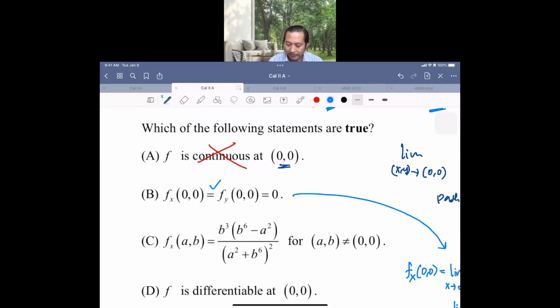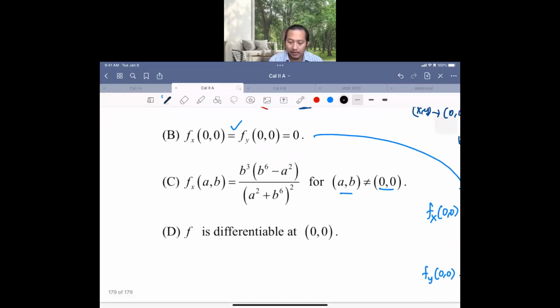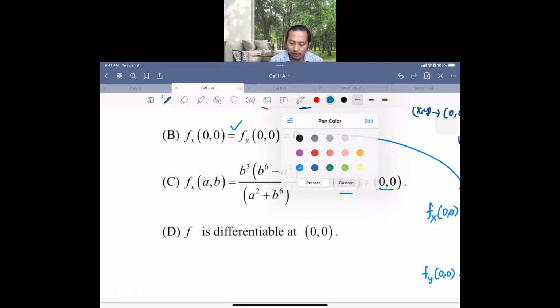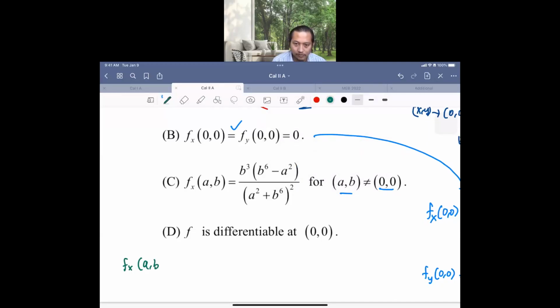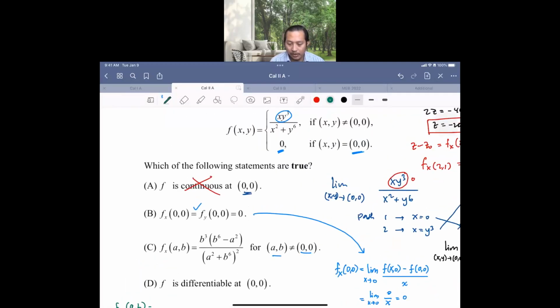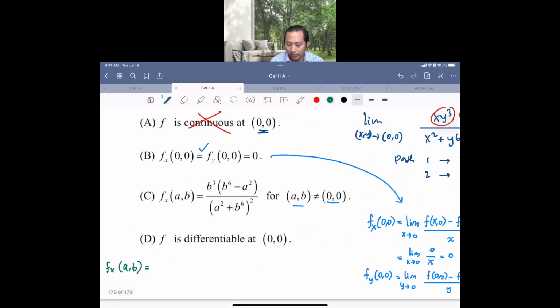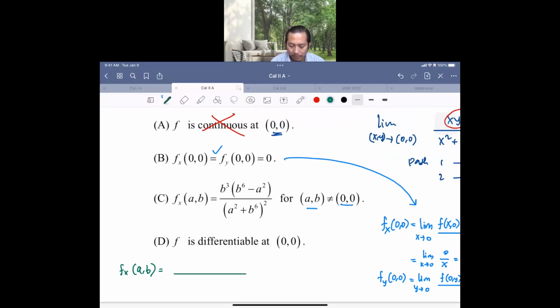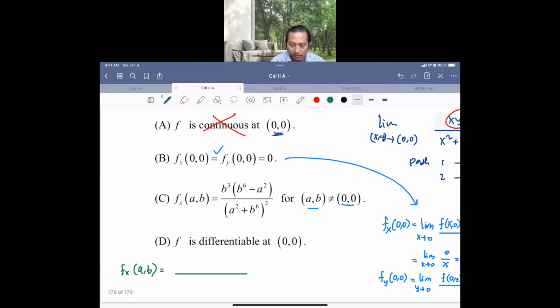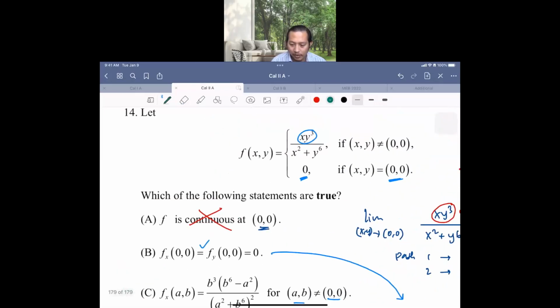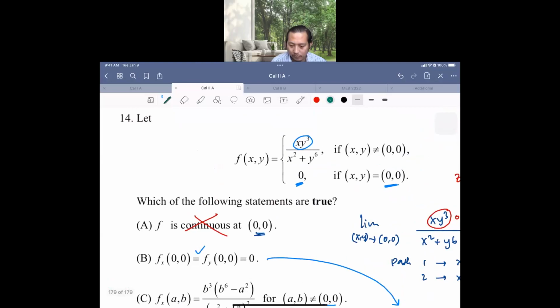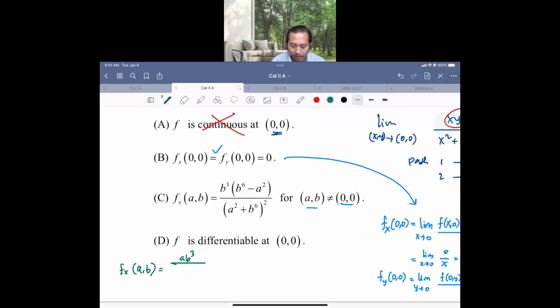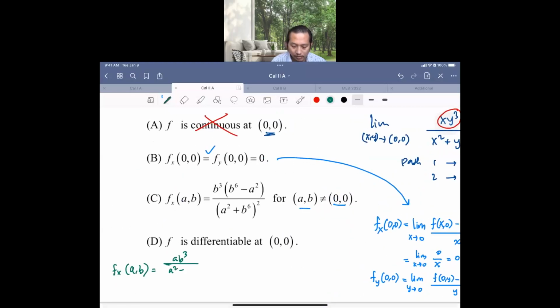And for the points that are not (0, 0), we could take the partial x as the definition. The definition for the partial x is supposed to be this is x. Let me just change f to AB cubed divided by A squared plus B to the sixth.